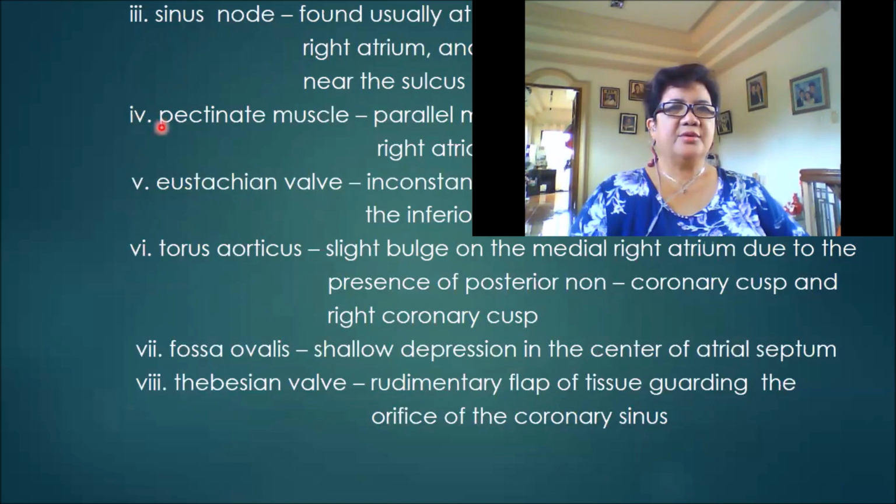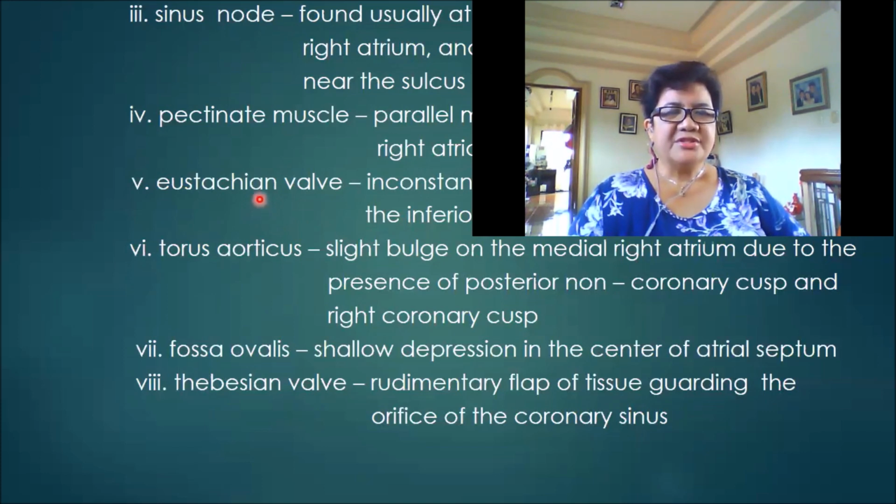Then you have the pectinate muscle, which is a parallel muscle bundle on the surface of the right atrial wall and the appendage or the auricle. So it will separate again the right atrial wall from the auricle.